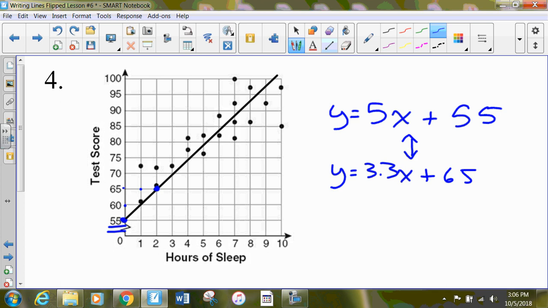And we could even get a third equation that would be correct, or a fourth equation. So I just want you to be aware of that. Your answer may not look like your partner's answer.